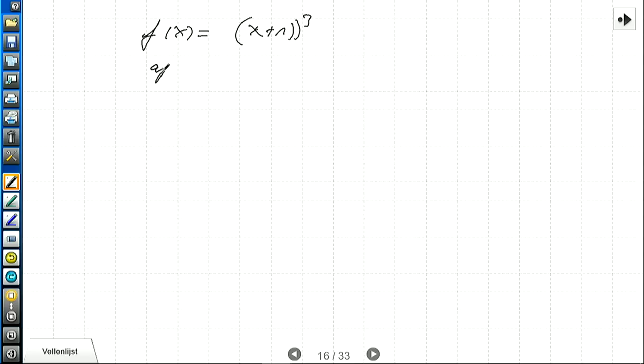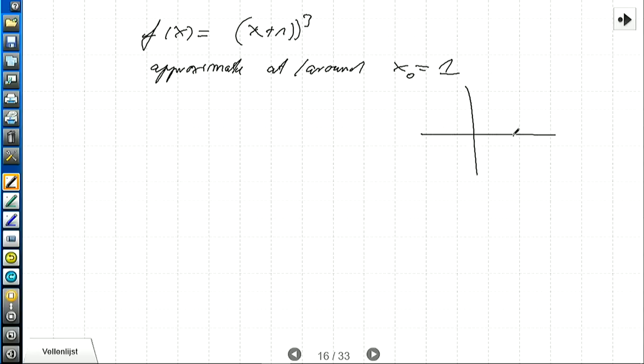And approximate at, you always can say around. And here it comes. Sometimes we say x is 1. But that's a bit weird because x is also a variable. So let's say at x0 equals 1. So my idea is I have a function which I do not know, and there's a point 1. And I want to approximate this function in this area.